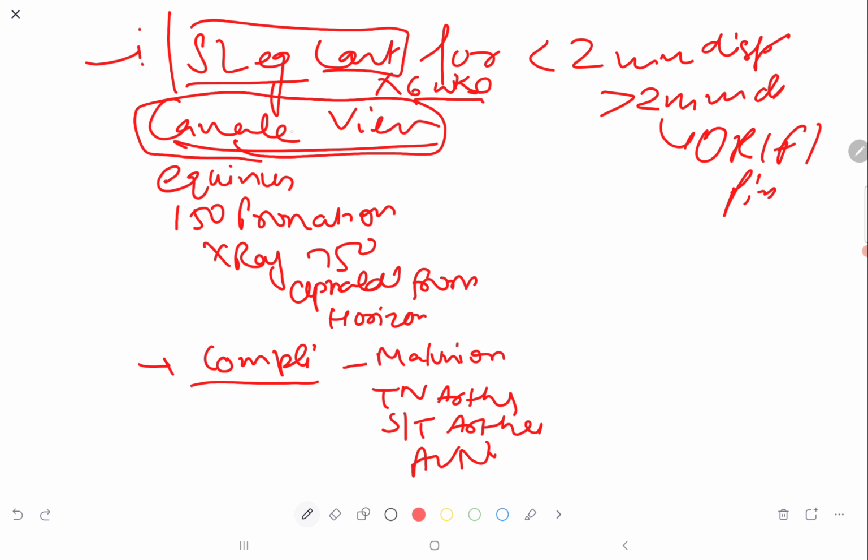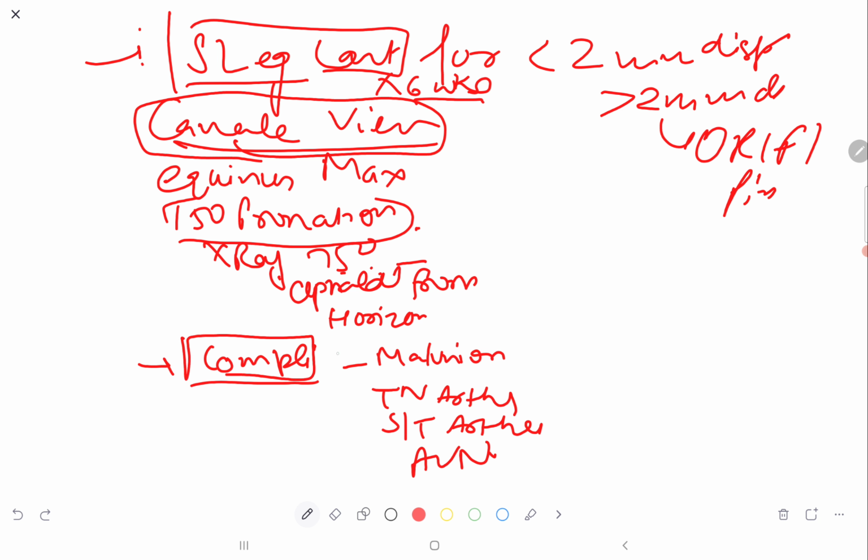Then you have one special view for talar fractures, that is the Canale view. Here we have to do maximum equinus and 15-degree pronation. Then the X-ray beam is directed at a 75-degree angle from horizontal.